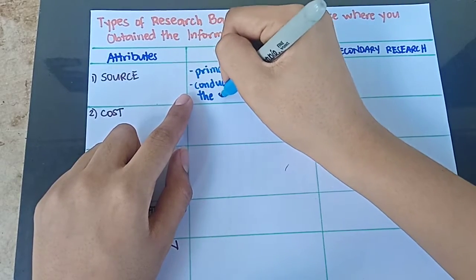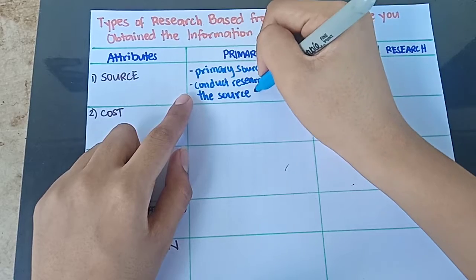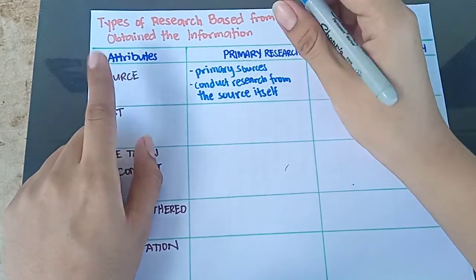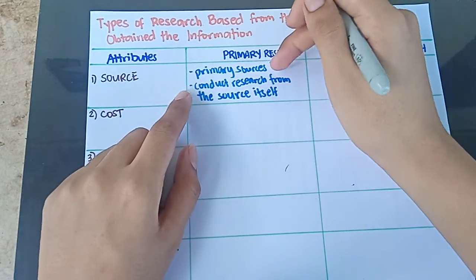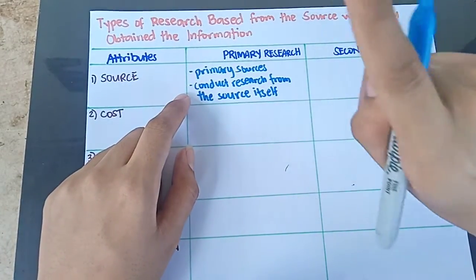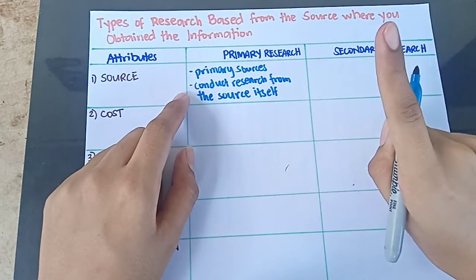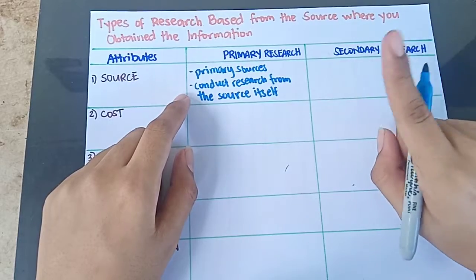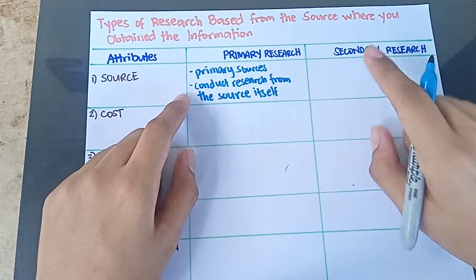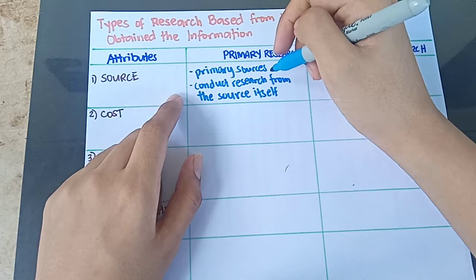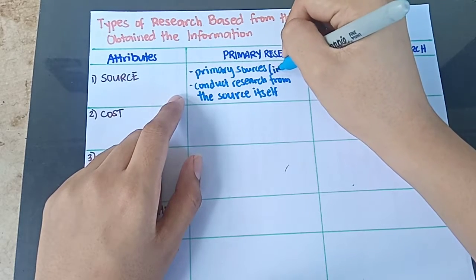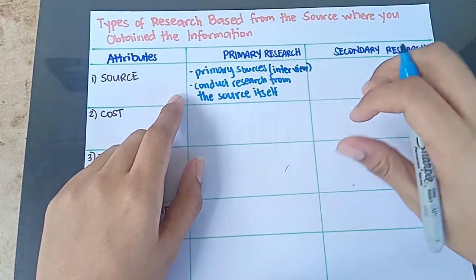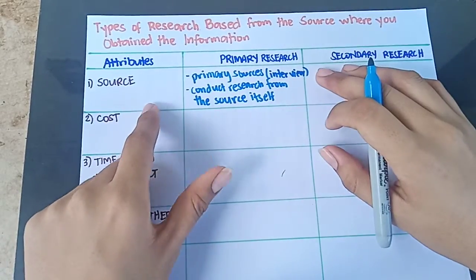So, meaning to say, in primary research, if your source is the primary source, it means that you have a direct contact to the source. You have a direct contact to the professional, direct contact to the author. It can be obtained by means of interviewing or interviews. That is the main source of primary research.